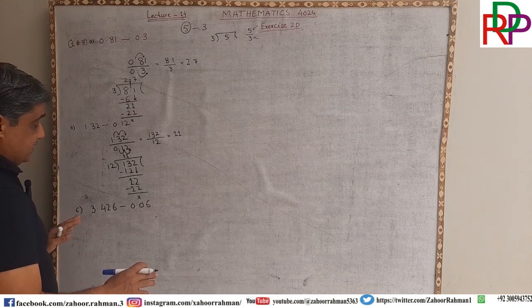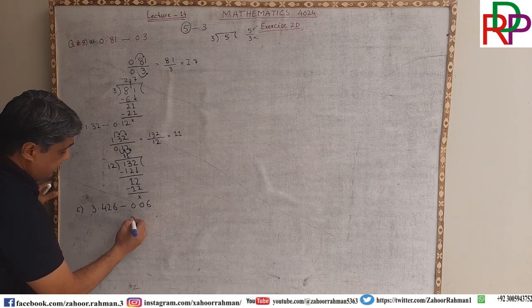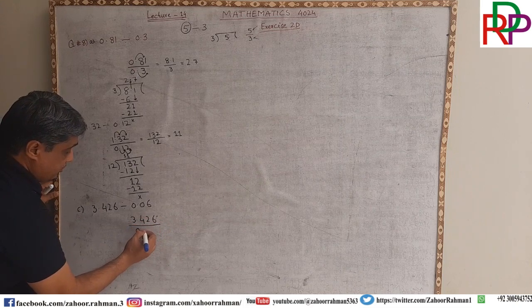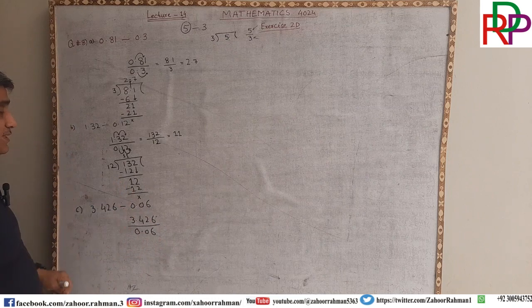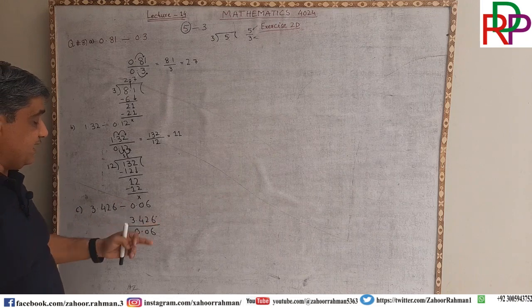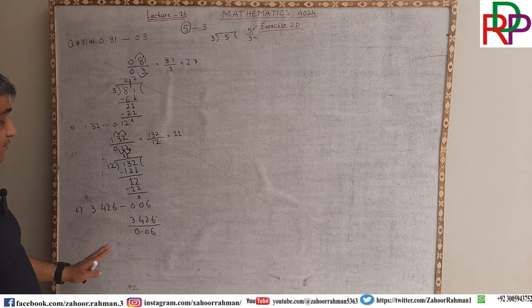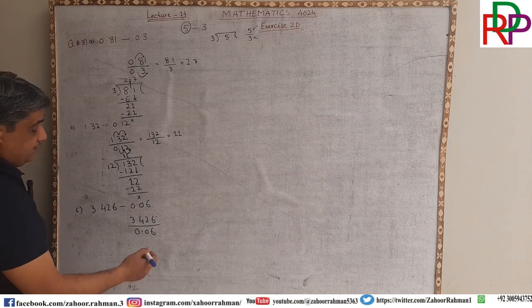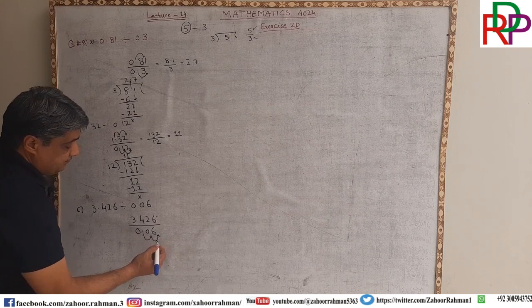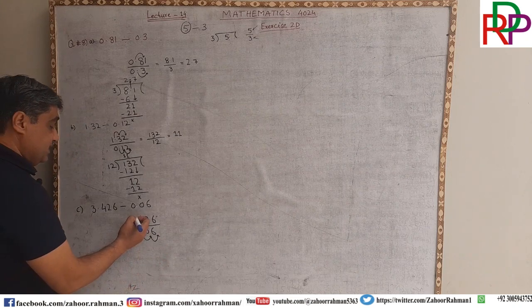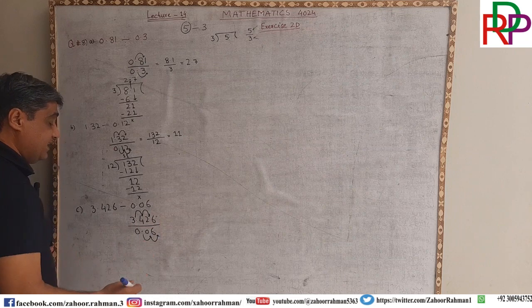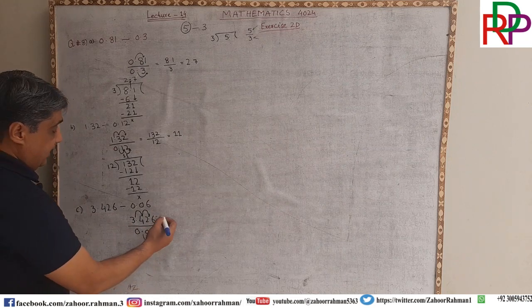Solving this sort of question requires you to write 3.426 divided by 0.06 in this particular form, because this is also a division symbol and this is also a division symbol. We have to give a closer look to the denominator, and we want to make it without decimal. So this decimal should also be shifted towards the right that number of times.